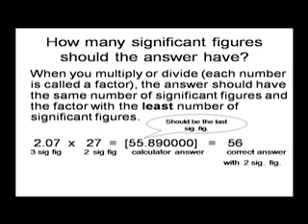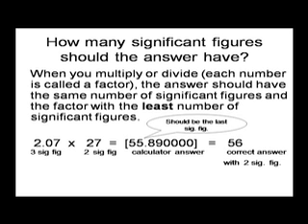The importance comes from calculation. Let me show you an example of calculation. The rule is that when you multiply two things together, each is a factor. The answer should have the same number of significant figures as the factor with the smallest number. How many significant figures should your answer have? This is the key idea. When you multiply or divide, the answer should have the same number of significant figures as the factor with the least.